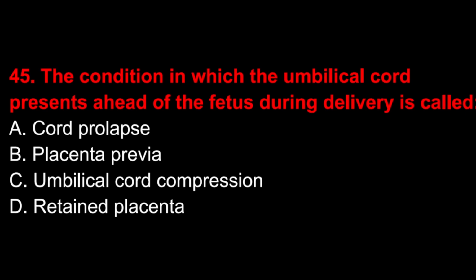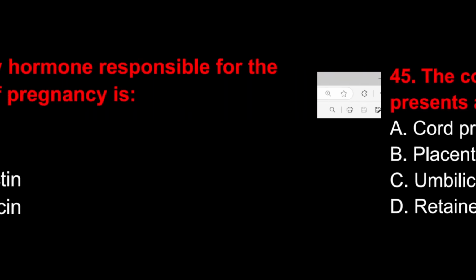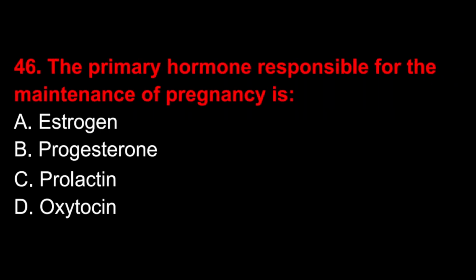Question number 45. The condition in which the umbilical cord presents ahead of the fetus during delivery is called. Correct answer is option A, cord prolapse. Question number 46. The primary hormone responsible for the maintenance of pregnancy is. Correct answer is option B, progesterone.